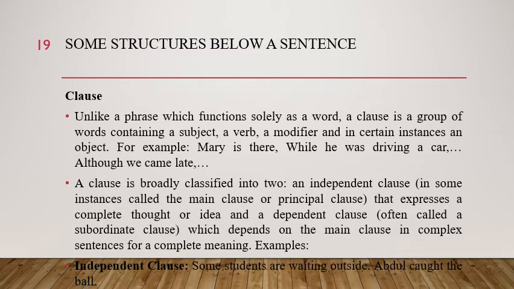Clause is further divided broadly into two classes: the independent clause, which is normally referred to as the main clause or the principal clause, and the dependent clause. The independent clause expresses a complete thought or idea, while a dependent clause does not. It depends on the main clause in complex sentences in order to make a complete meaning or sense.